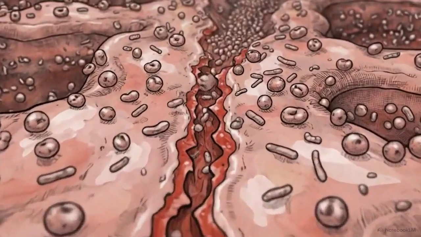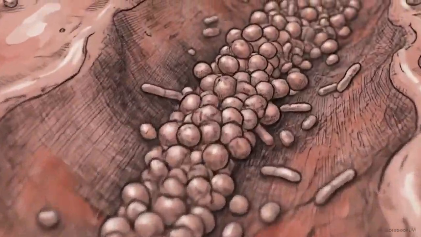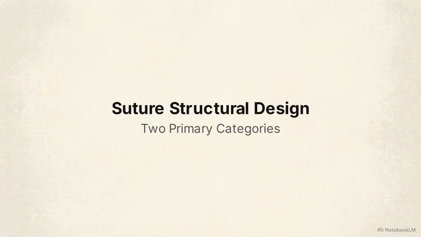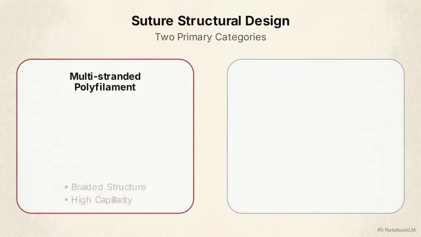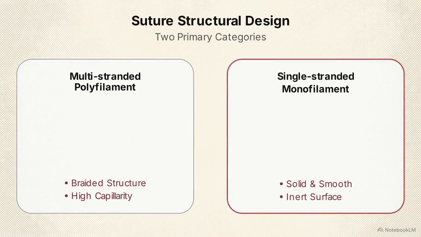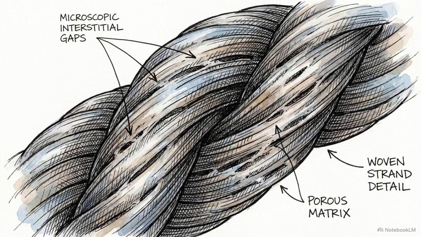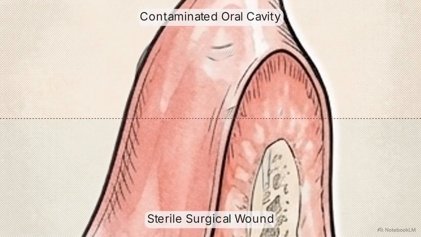Every incision in the mouth faces an immediate environmental challenge, the exceptionally high baseline bacterial load of the oral cavity. To manage this risk, we have to look at the structural design of the suture material itself, which falls into two primary categories: multi-stranded polyfilament threads and single-stranded monofilament threads. Polyfilament materials, like silk, possess high capillarity. Capillarity is the ability of a liquid to flow in narrow spaces without the assistance of external forces. This high capillarity creates a clinical danger known as wicking.